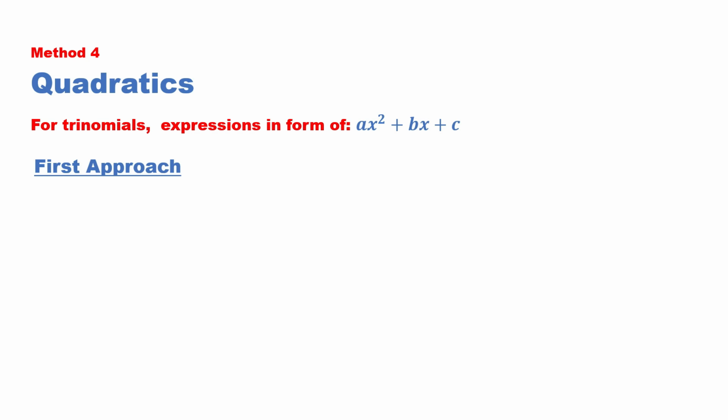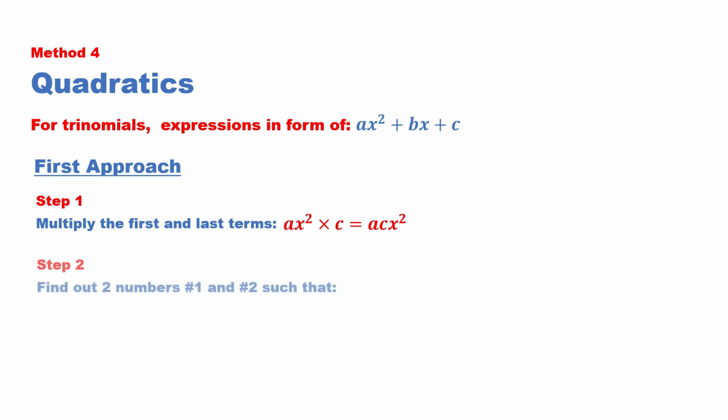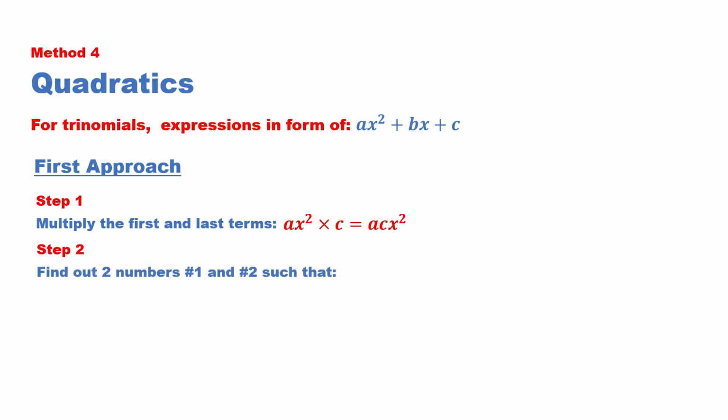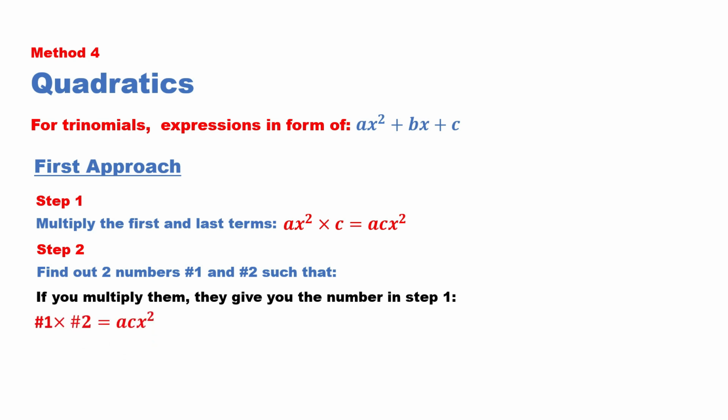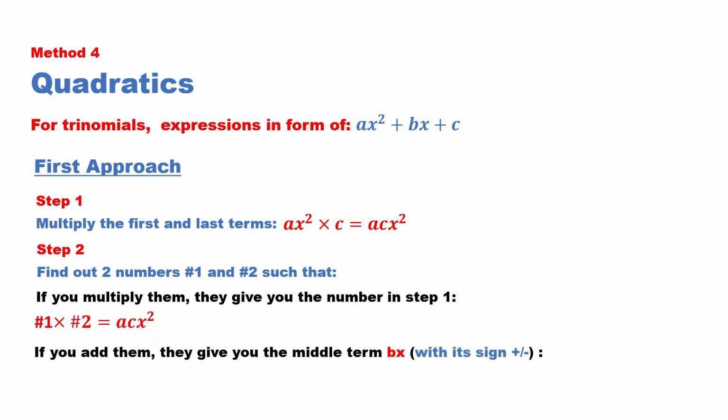So, starting with the first approach, the first step is to multiply the first and the last terms of the expression, which are ax squared and c. After that, you look for two numbers such that if you multiply them, they give you the product from step 1, which is acx squared. Also, if you add these two numbers, they should give you the middle term of our given expression, which is bx.